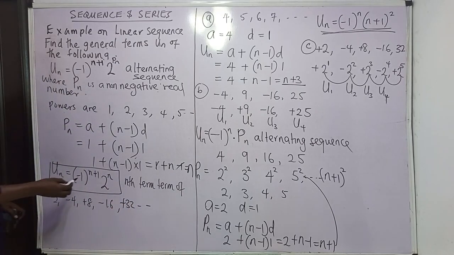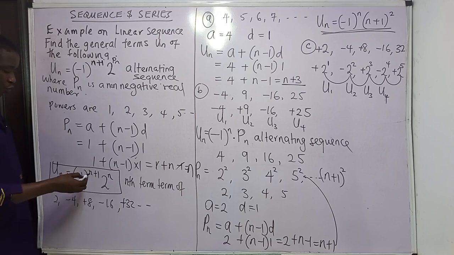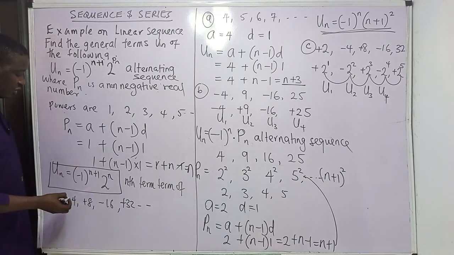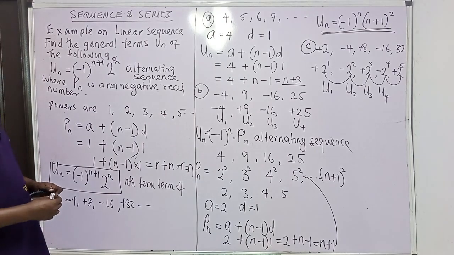If you put 1 here, you are going to have plus 2. Put 2 here, you have minus 4. So and so forth and so on. You can test it to do your confirmation.